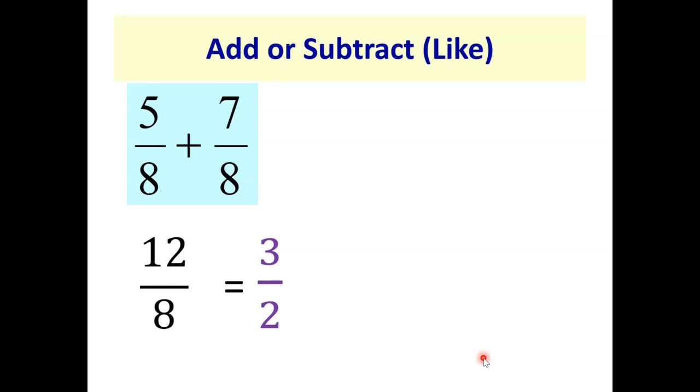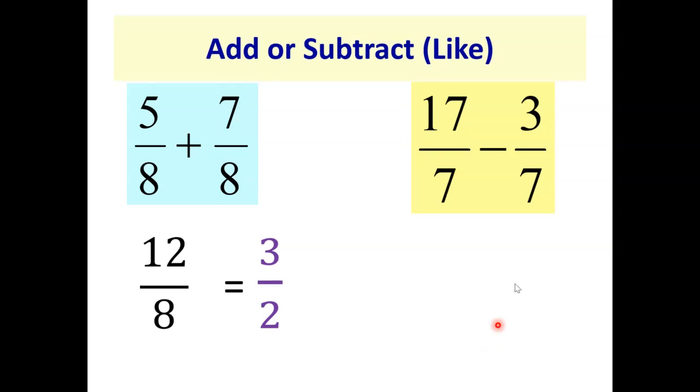Let's try one subtraction. 17 over 7 minus 3 over 7. One more time, you see the denominator is same. You want to keep it same. Subtract on the top. 17 minus 3 should give you 14. 14 over 7 can be easily reduced. It goes evenly. 7 goes into 14 twice. And therefore, your final answer is 2.